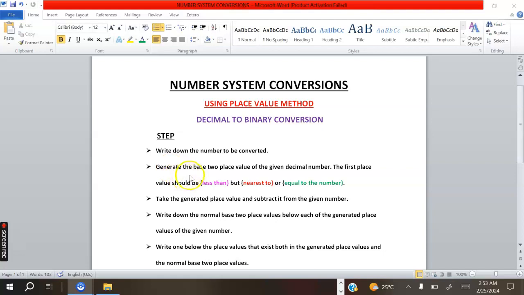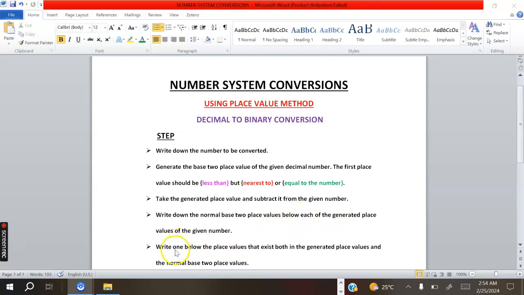Note that you generate base 2 place values. The first place value should be less than but nearest to, or alternatively equal to, the number. Then number 3, you take the generated place value and subtract it from the given number. Then you write down the base 2 place values below each of the generated place values.